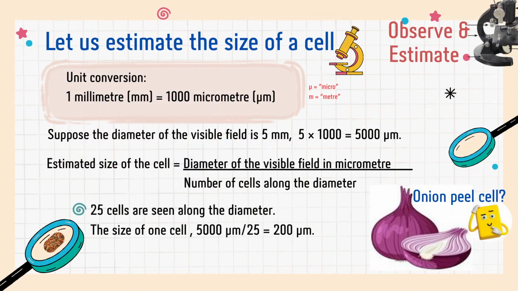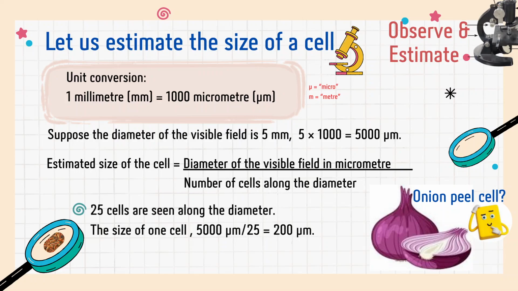But here is something interesting to think about. How to estimate the size of a cell? It is a lab activity. Imagine trying to measure something too small for your eyes to see. We will consider an onion peel cell. Since you can't hold a ruler up to an onion cell, you have to measure the background field first and use a little maths. Here is how you calculate a cell's real size in 3 simple steps.